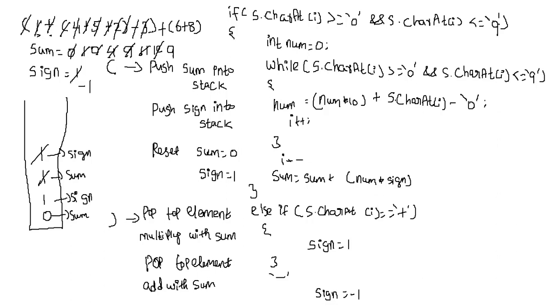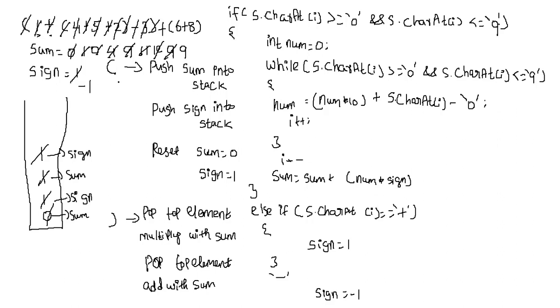Now I have got a closing bracket. Whenever I am getting a closing bracket, what I have to do? First I have to pop the top element. This is a sign value. So I have to multiply with sum. 9 into 1 is 9. Fine. Then pop it. Then pop the top element. What is the top element? 0. 0 is sum value. That 0 should be added with the sum value. 9 plus 0 is 9 only. Done. Then pop it.